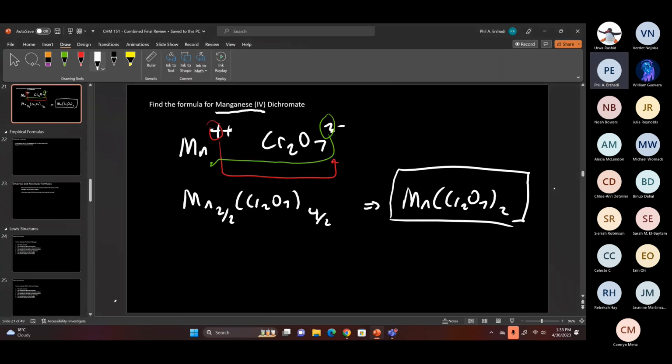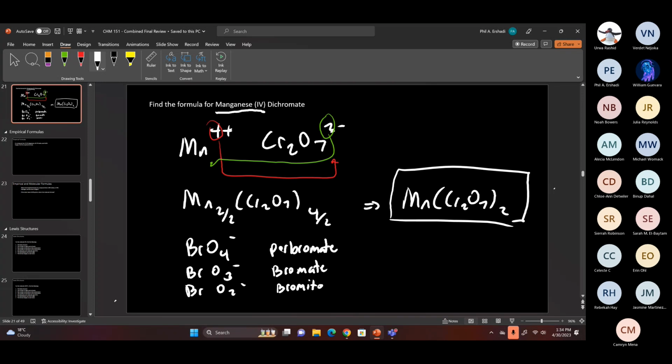But I would also say this. Some of the polyatomic ions are related. Like BrO4 negative is perbromate. BrO3 negative is bromate. BrO2 negative is bromite. And BrO negative is hypobromite.